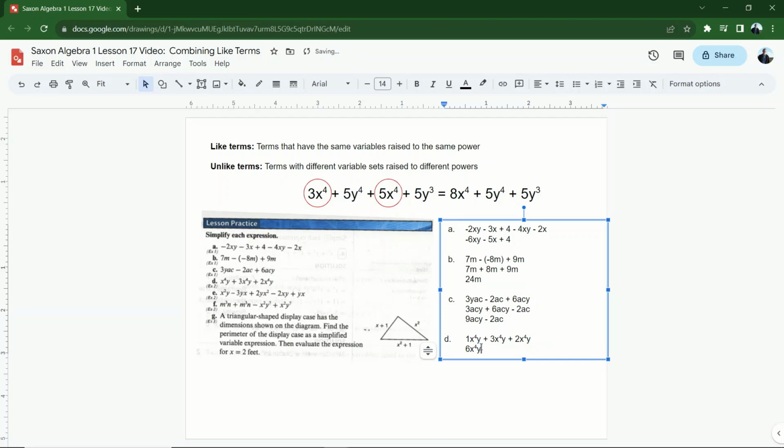All right, moving on to letter E. X squared y minus 3ayx plus 2yx squared. I wonder if that's the same as the first variable set. We'll have to see. Minus 2xy plus yx.